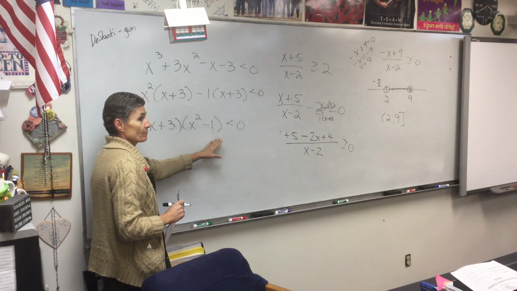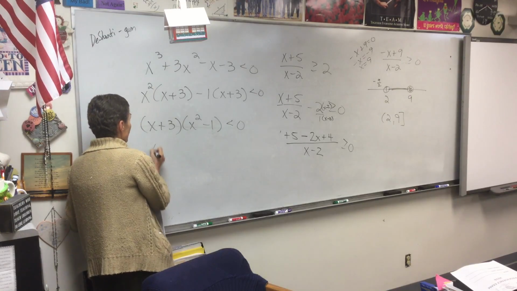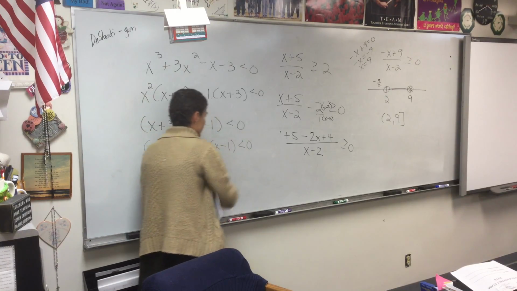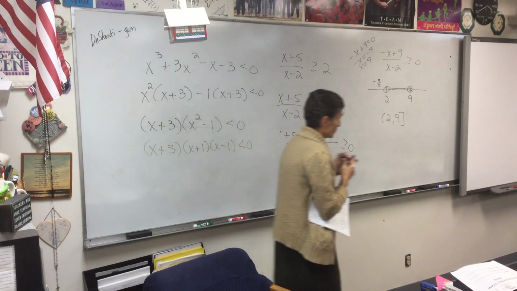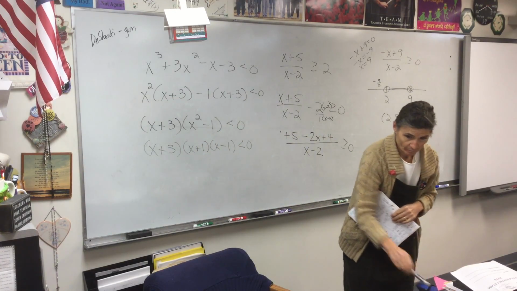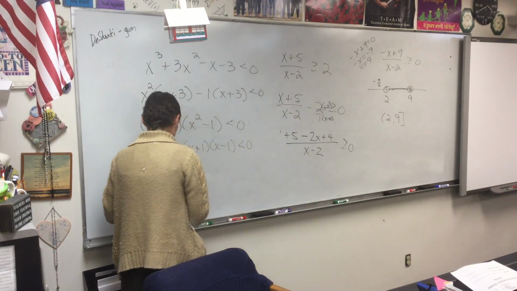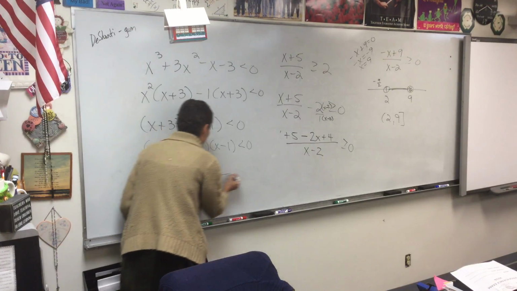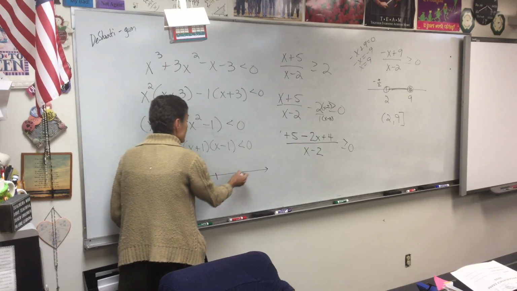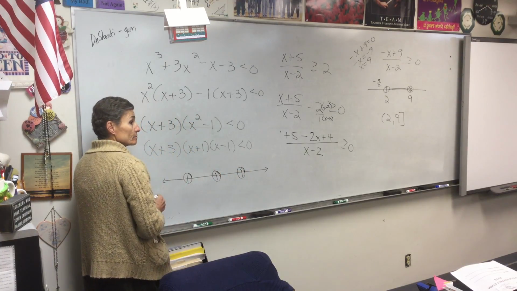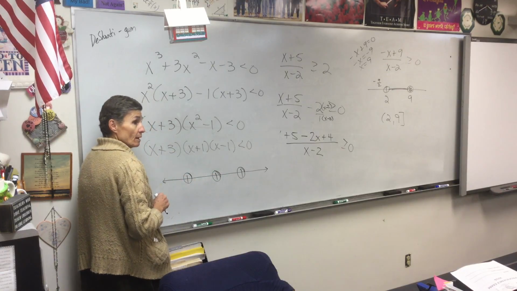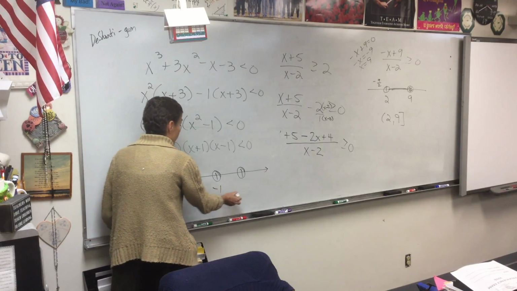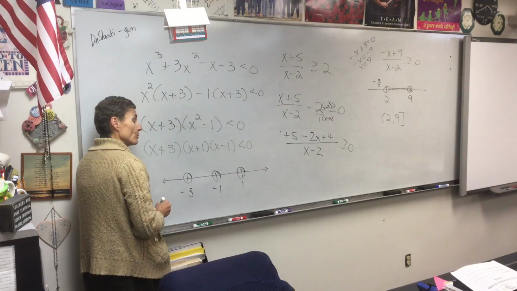Everybody keeping up here? That factors more, as you know. Now what? I got it all factored. Now what do I do? Now I'm going to draw my number line. And this time I'm going to have 3 dots, and they will all be open. And where will they be? -3, -1, and 1. Make sure you get them on there in the right order.